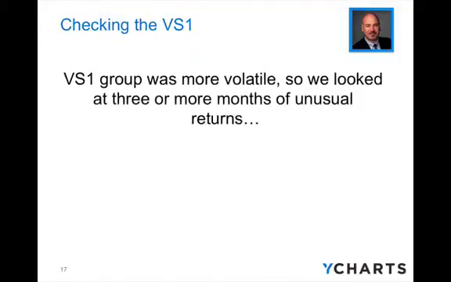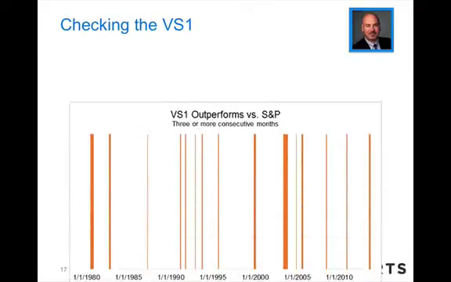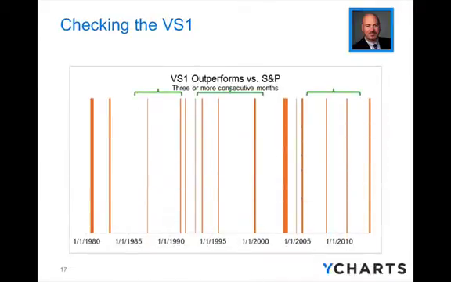I also did the same kind of checking with the VS1, but because I knew it was more volatile, I just looked at 3 months of consecutive abnormal returns, and I found generally the same kind of trouble areas. So I decided to take a look at each of these separate areas, and I've nicknamed them according to the time period. The 80s was the Age of Gordon Gekko. The 90s was the Age of Irrational Exuberance, and the 2000s the Age of Easy Money. Let's take a look at each of these periods in turn.